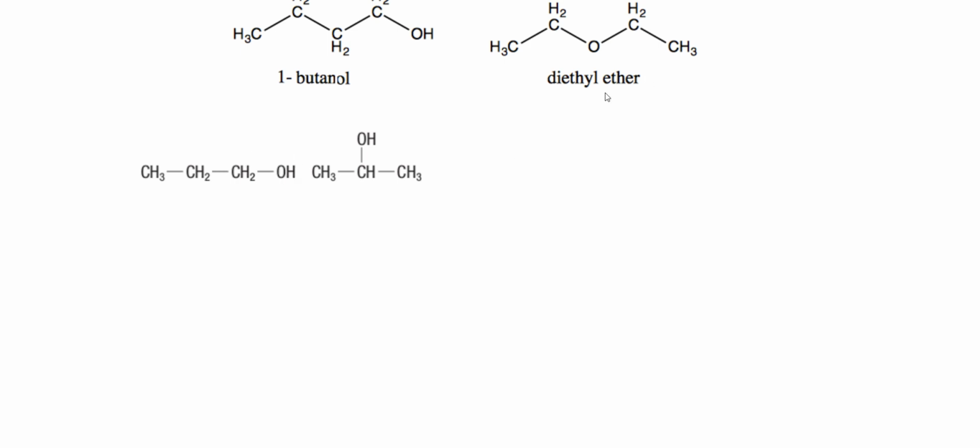The ethers are named according to the alkyl groups they have on every side of the oxygen. This is an ethyl group, and this is also an ethyl group. Then you have to say diethyl, and the last name is ether. They are used as anesthetics, while the alcohols are used as disinfectants.